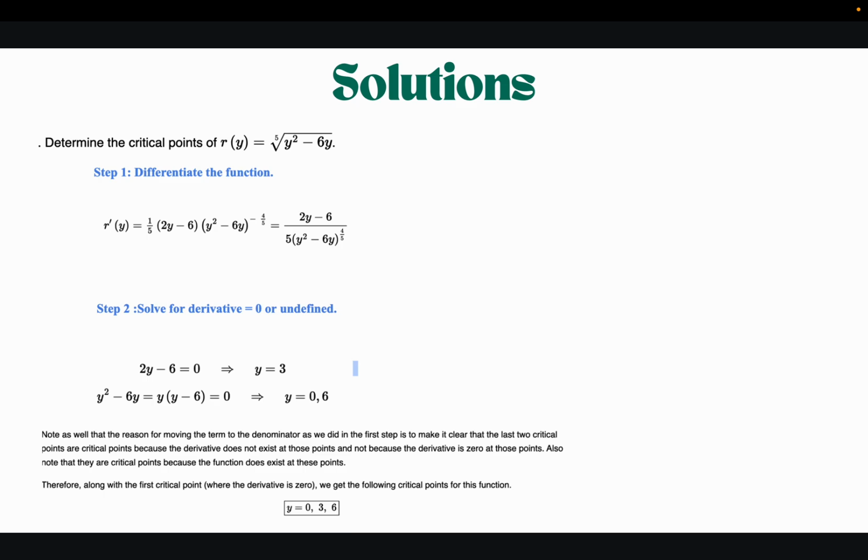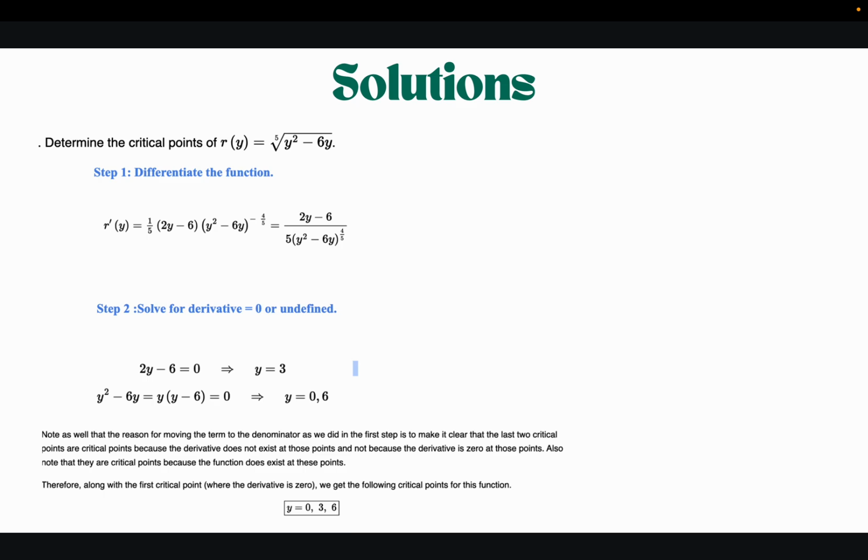Then we solve for where the derivative is equal to 0 or undefined. In this case, as you can see here, 2y minus 6 is equal to 0, which makes y equal to 3. And when we solve for the denominator being 0, we get y equal to 0 and 6.